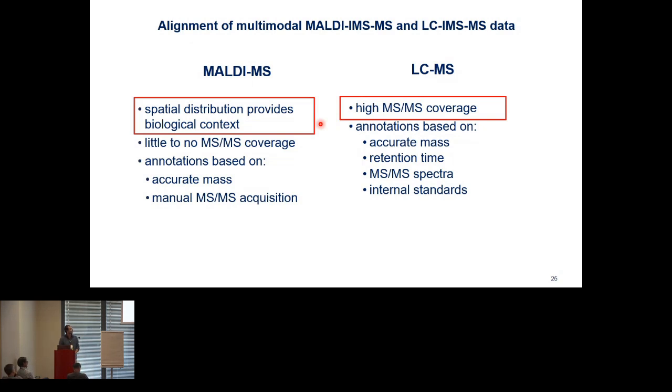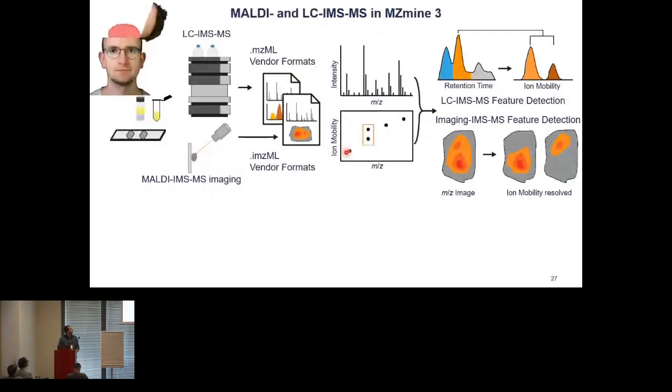In the MZmine 3 paper, we demonstrated this on brain tissue data. So here we take Stefan's brain and we analyze the same tissue by LCMS and also by imaging. In this case, we did it on a Bruker timsTOF, so you can load the Bruker timsTOF data directly into MZmine. For other instruments, you have to use open formats like mzML and imzML. And we do the data processing that I showed. So we do the feature detection of the LCMS data and the image detection with the ion mobility resolving on the imaging data. So we have these two feature lists.